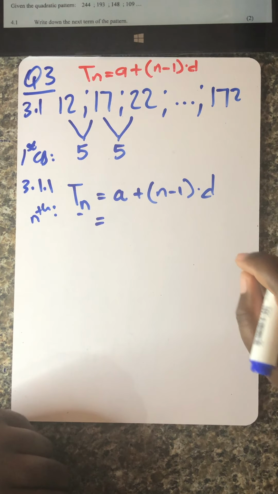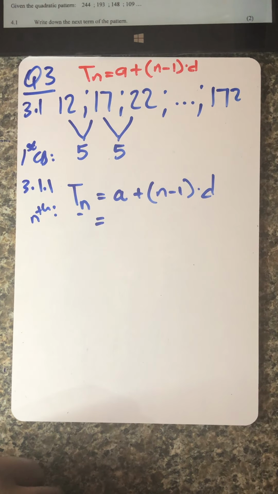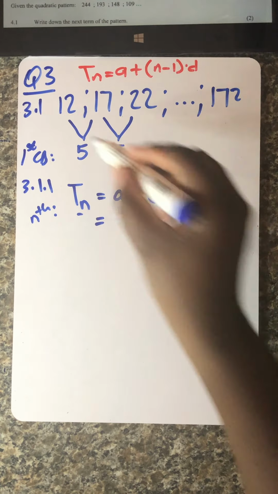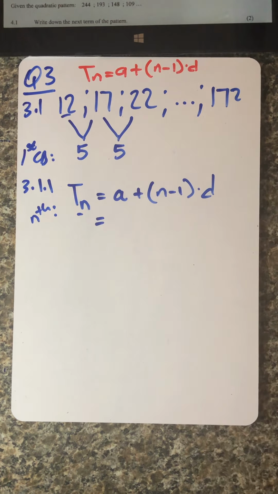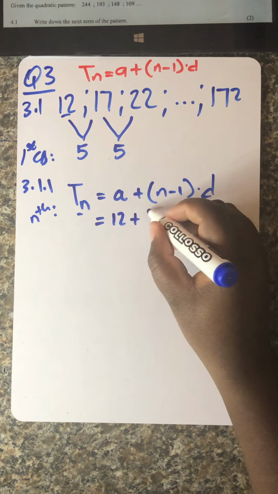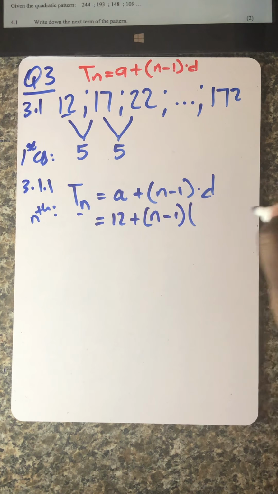That's how you write the nth term. Okay, so what is A of this pattern? You remember, guys, A refers to the first number of the given pattern. Okay, so that is our A. The first number of the given pattern. This is the given pattern. The first number is 12. So that means we've got 12 there plus D times (n minus 1). What is our D?